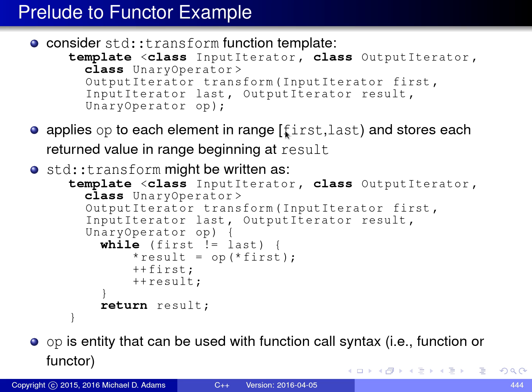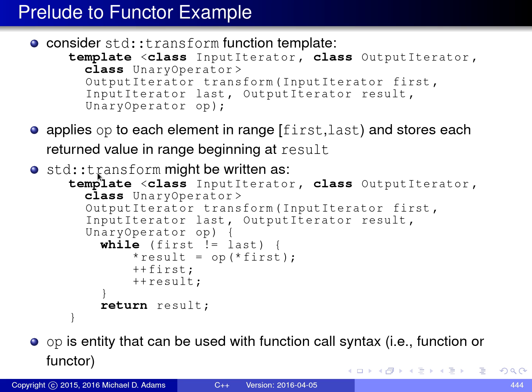So first and last are basically corresponding to a range, which is your input data, and then result is an iterator which corresponds to the place to write the output. And by the way, these can overlap. So you could, for example, choose result to be equal to first, in which case you would overwrite the data that you started out with the new values that you've computed.